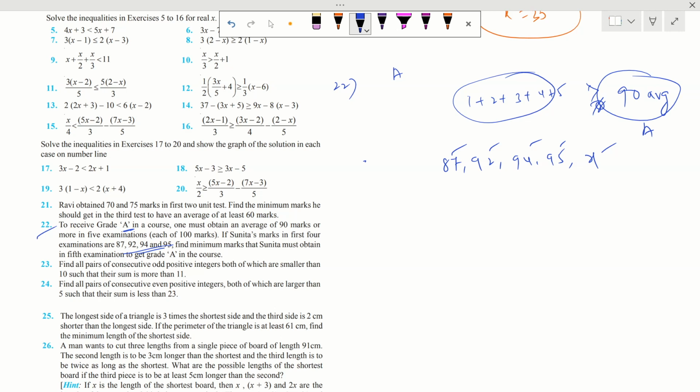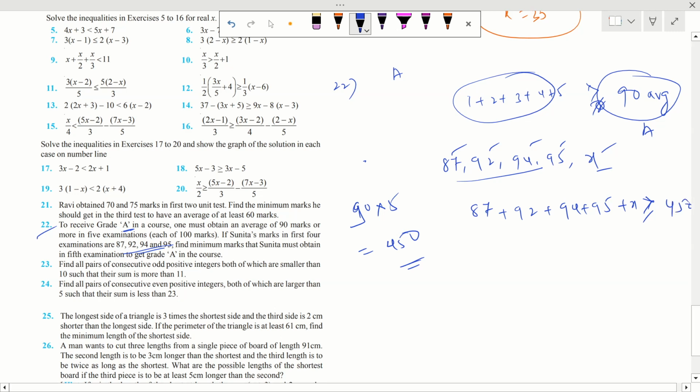Therefore, if we add all these numbers, with the fifth one as x, then 87 plus 92 plus 94 plus 95 plus x should be greater than or equal to how much? Here 90 into 5 examinations, the minimum average marks is 90, into 5, 9 fives are 45, so 450 marks. It should be greater than or equal to 450 marks.